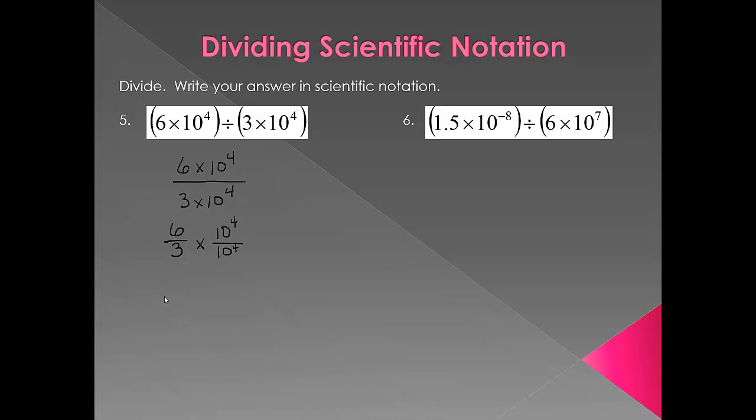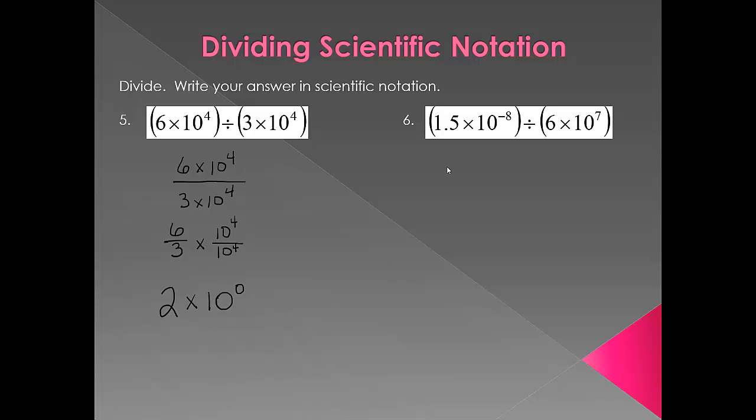6 divided by 3 is 2, and then I have times, and when I use my quotient of powers property, I know that I'm going to subtract my exponents, and 4 minus 4 is 0. So I have times 10 to the 0 power. I will not simplify 10 to the 0 power because I want my answer in scientific notation. So my answer is 2 times 10 to the 0 power.